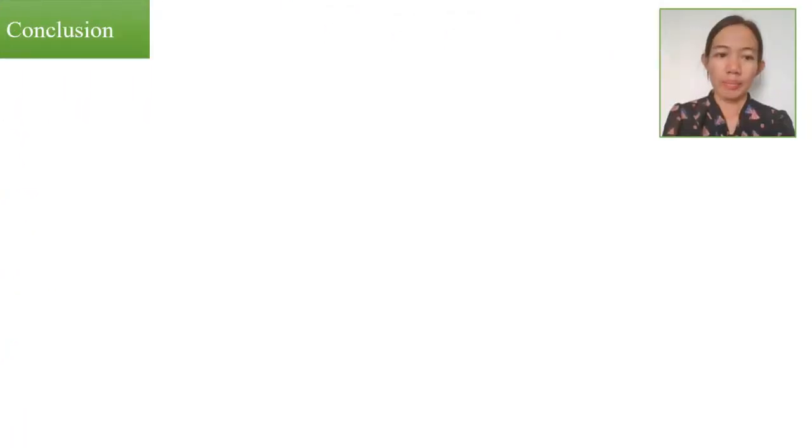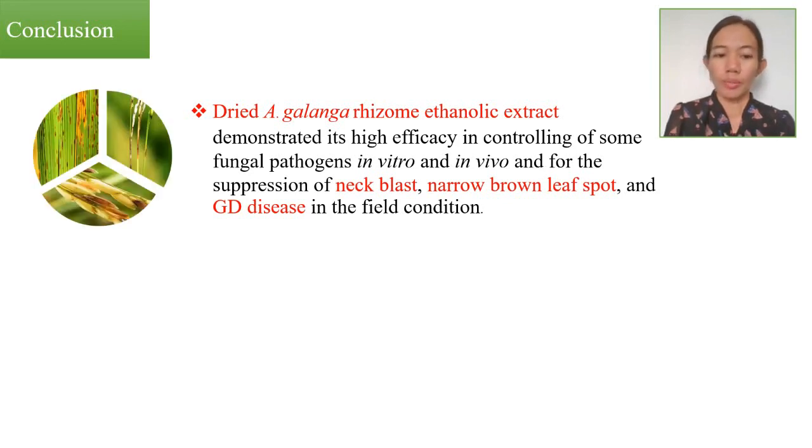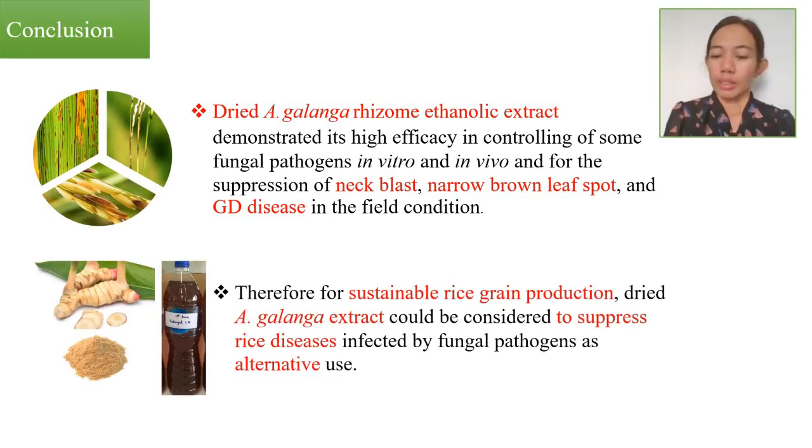To sum up, from our result, dry Alpinia galanga extract showed high efficacy in the control of two fungi in the laboratory and neck blast disease, narrow brown leaf spot disease, and GD disease in field conditions also. So, for sustainable rice grain production, Alpinia galanga extract could be considered as an alternative control method in controlling rice fungal disease.